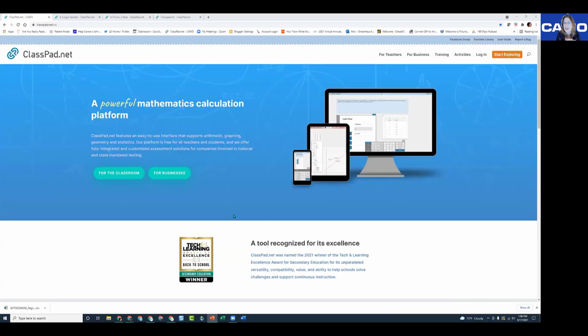So ClassPad.net is a free math software. It does pretty much any kind of math you want. And here's the landing page. You can go explore it on your own. One of the things, if you've never used it before, is hit the start exploring and it just lets you start playing. And you can basically do graphing and calculations. And if you look at this image here, financial things. So lots of things we're doing.